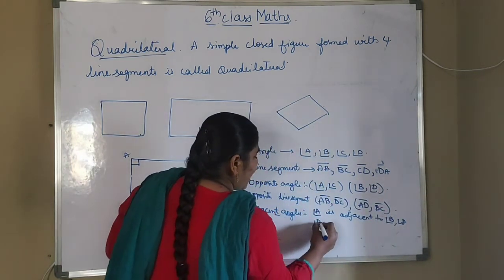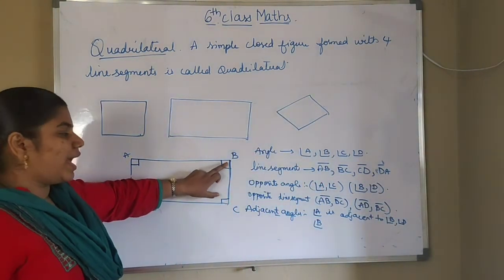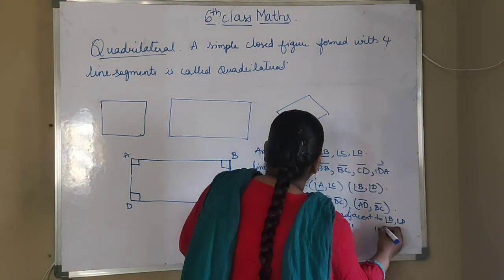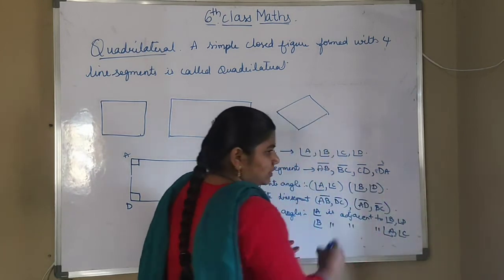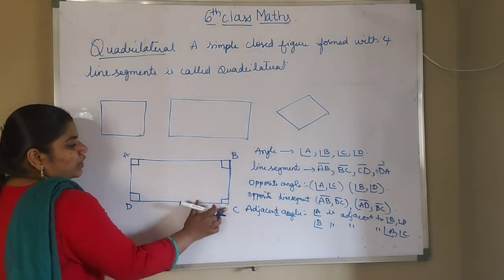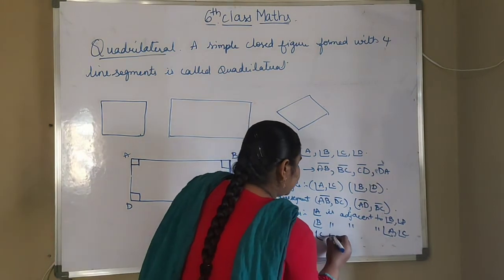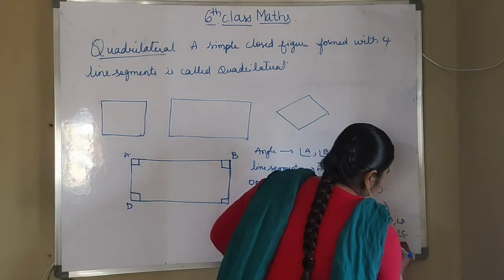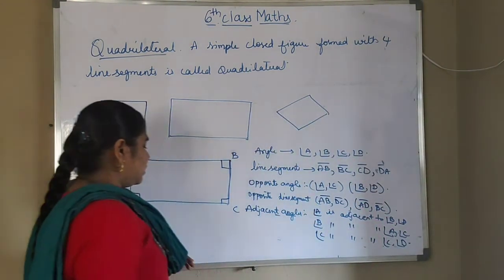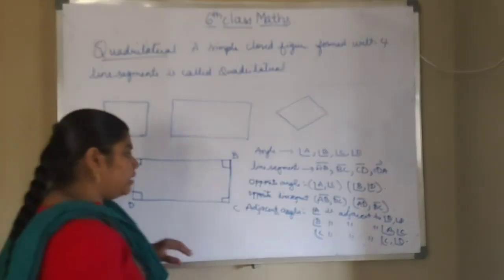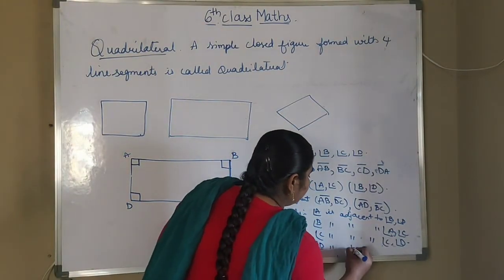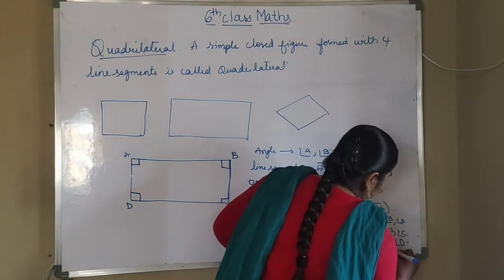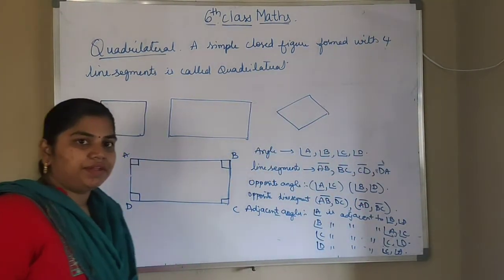In the same way, what are the adjacent angles for angle B? That is angle A and angle C. In the same way, what are the adjacent angles for angle C? They are angle B and angle D. And last, what are the adjacent angles for angle D? Angle D is adjacent to which angles? That is C and A. These are the adjacent angles.